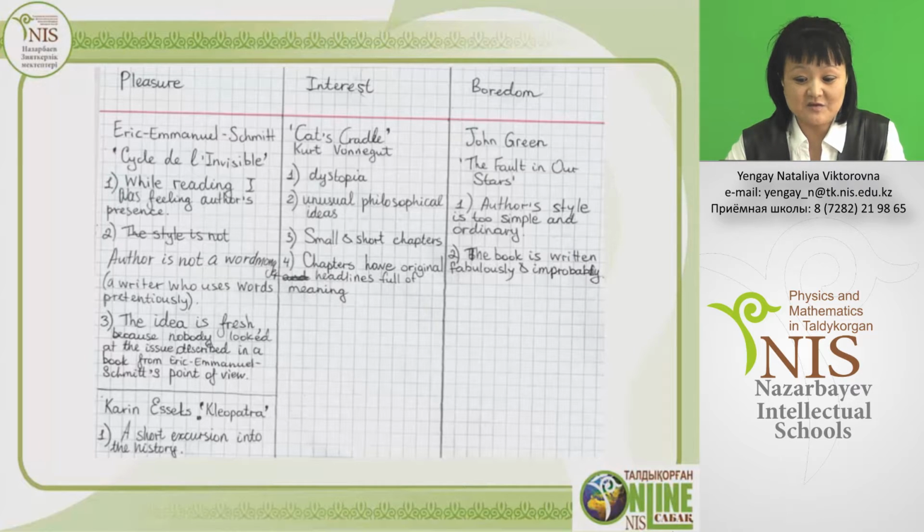As you can see, the third column of the table contains controversial points. Author's style is too simple and ordinary. At the same time, the book is written fabulously and improbably. Perhaps this type of notes will inspire you for the next step.